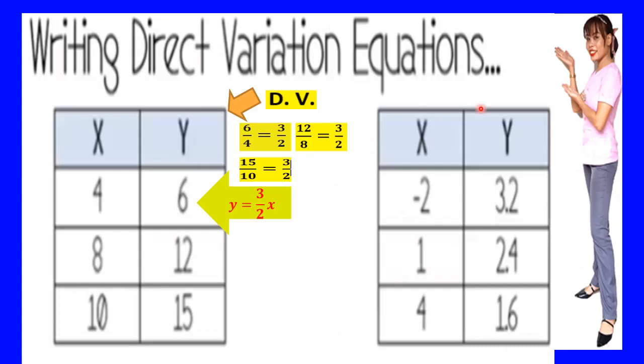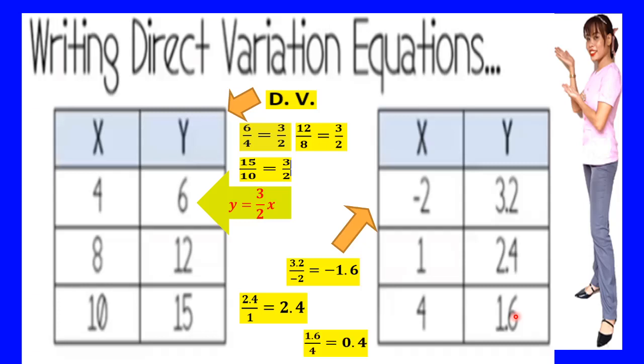Now let's proceed to the second table. We have the first pair, 3.2 divided by negative 2. We have negative 1.6. 2.4 divided by 1, we have 2.4. They are not the same. 1.6 divided by 4, the result is 0.4. So, the results should be the same in order for the table to be a direct variation. Since this is not a direct variation, no need for us to write its equation.